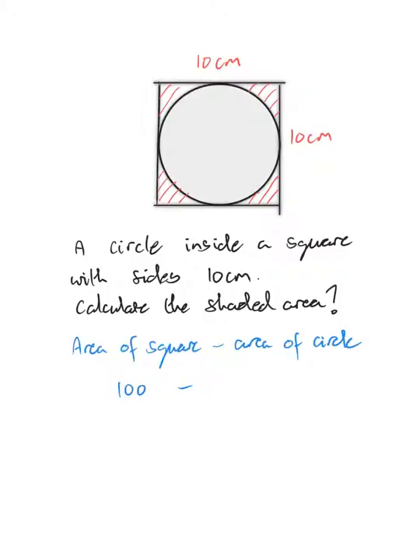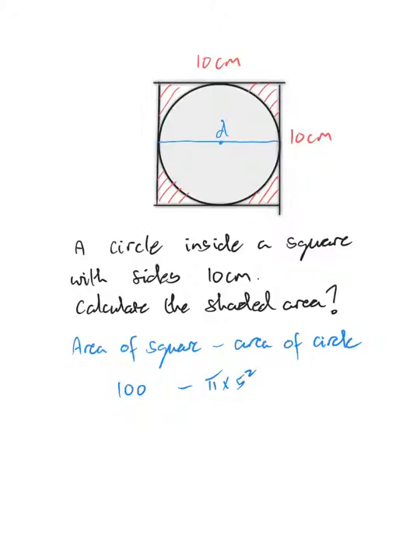Well, they haven't told us anything about the circle, but what we do know is that the diameter of the circle, let's call that d, is 10 centimetres. So therefore the radius, we just put in the middle of the circle here, i.e. half of the diameter, must be 5. So the area of the circle is going to be pi times 5 squared.